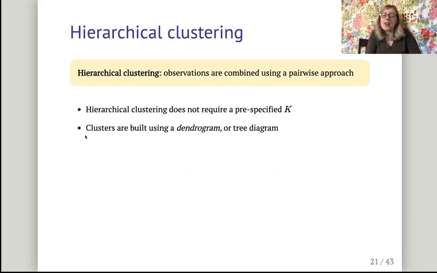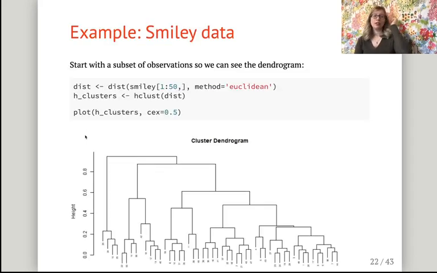So one other approach to clustering is a technique called hierarchical clustering. When we cluster according to a hierarchy, we're combining observations using a pairwise approach. The advantage of hierarchical clustering is that we don't have a pre-specified number of clusters, k. Disadvantage, this takes a little longer to do. So the clusters are built using a dendrogram or a tree diagram.